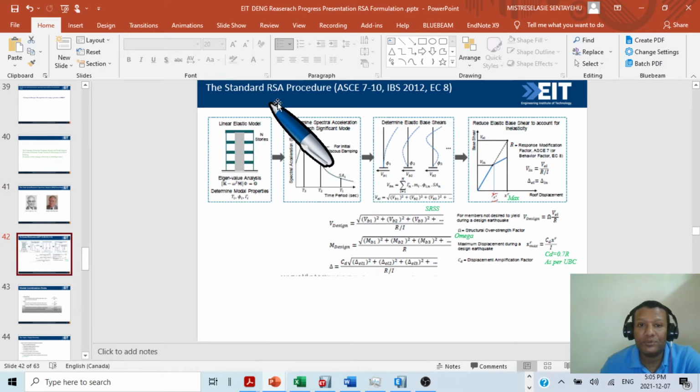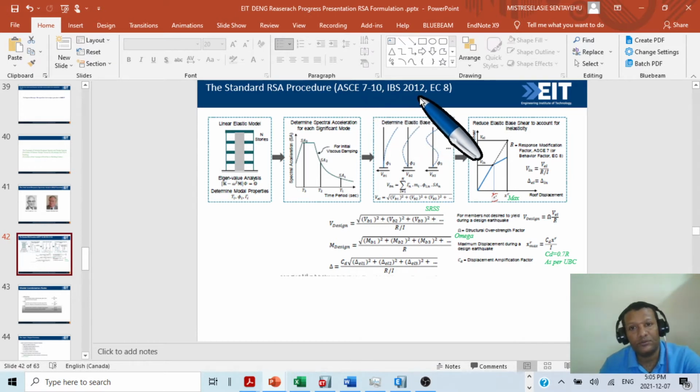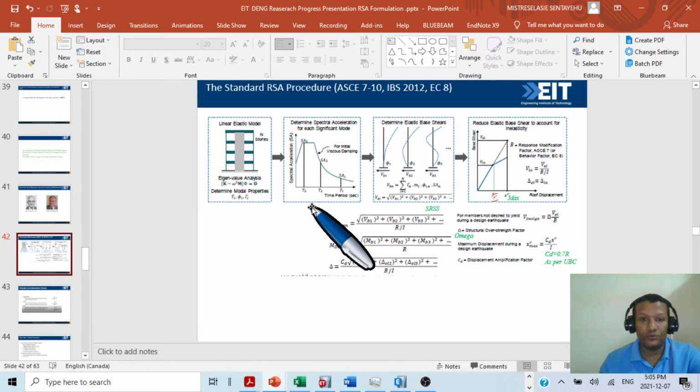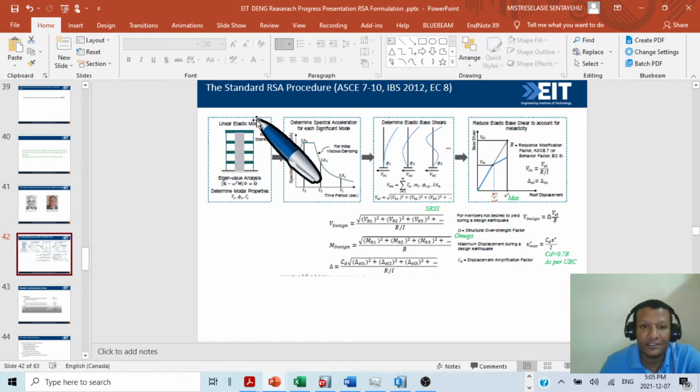So the standard response spectrum procedure in ASCE 7-10, IBC 2012 and EC 8, the European Code 8: what they do is, we have a linear elastic model, then we perform eigenvalue analysis, k minus omega squared m times phi, and determine the mode responses. So we find Ti, phi and the mass participation factors. After we find these, we determine the spectral acceleration for each significant mode.